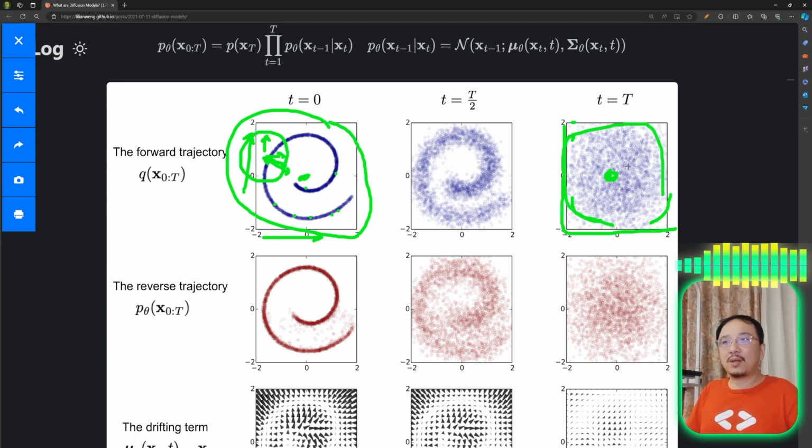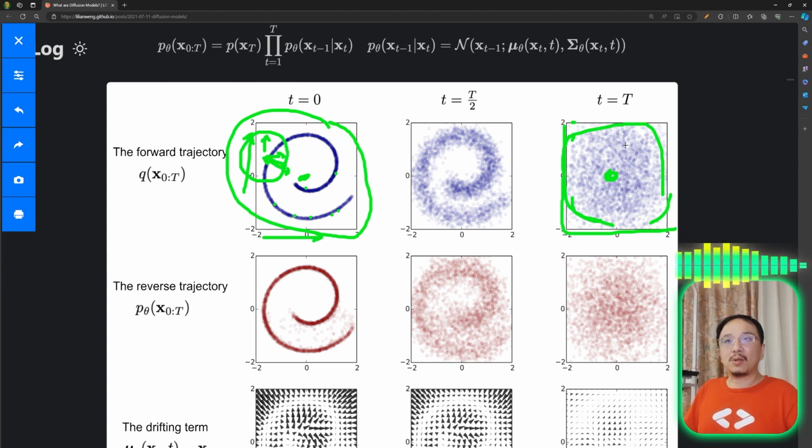So for the reverse process, first we generate a random sample from the Gaussian random variable. Although you can see the blue distribution right here is generated from the forward diffusion process, this distribution is generated using a random number generator to generate a Gaussian random variable.